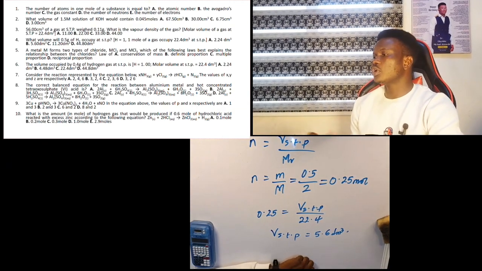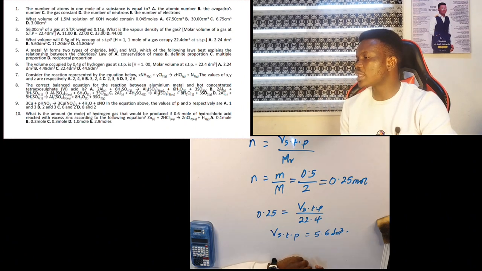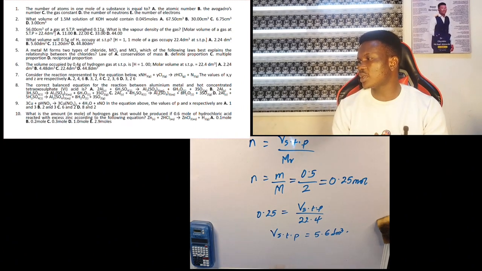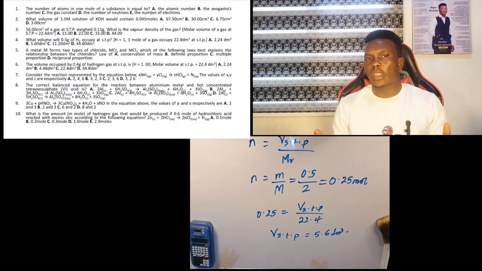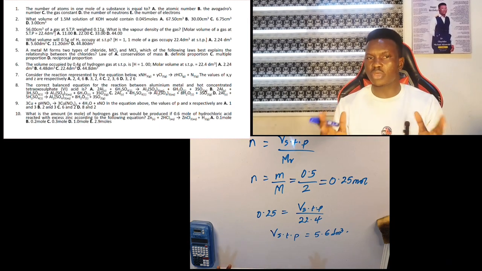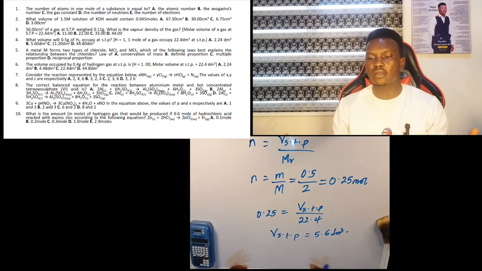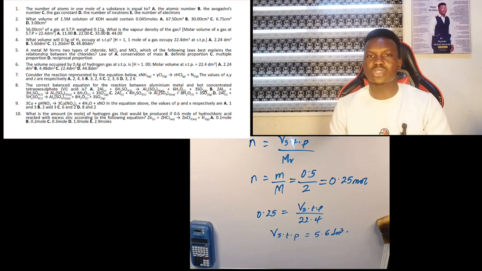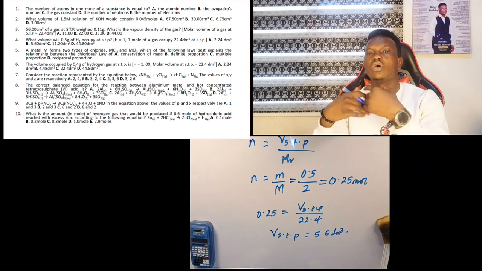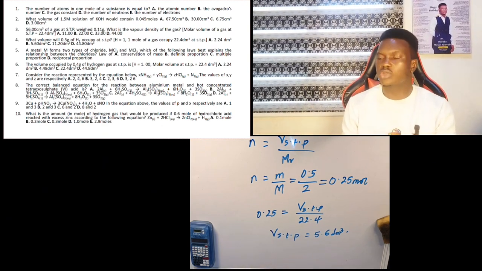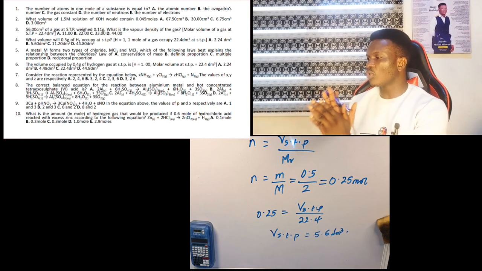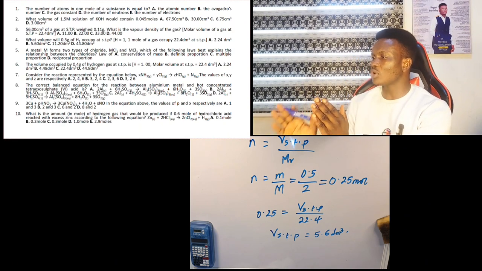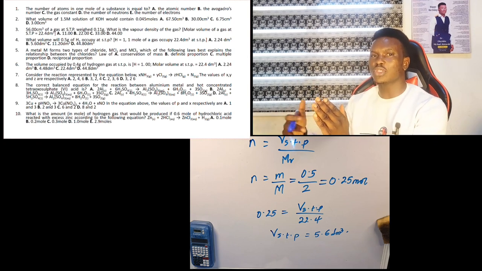Is it simple? So number 5, a metal M forms 2 types of chloride, MCl2 and MCl3. Which of the following laws best explains the relationship between the chlorides? Now, we have what we call laws of chemical combination. We have the way things combine. There's law of definite proportion, law of constant composition, law of conservation of mass, law of multiple proportions. So whenever you see that one atom has a constant ratio but another atom is changing its ratio, then that is called multiple proportion.